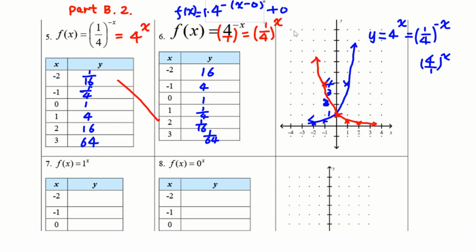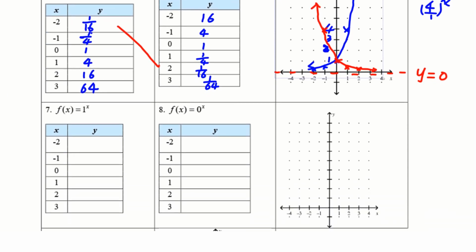So this is y = f(x) = 4 to the exponent -x. It's just reflected in the y-axis. One is increasing, one is decreasing. And also we are going to graph this horizontal asymptote. So these two graphs will approach y = 0 closer and closer, but never ever cross it.